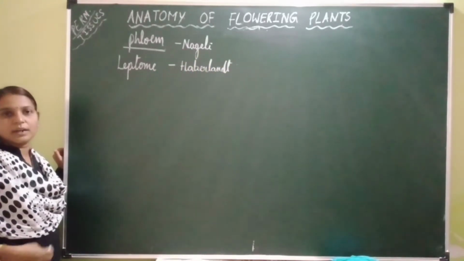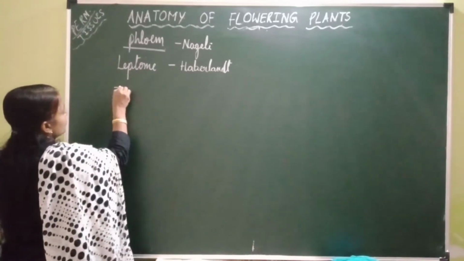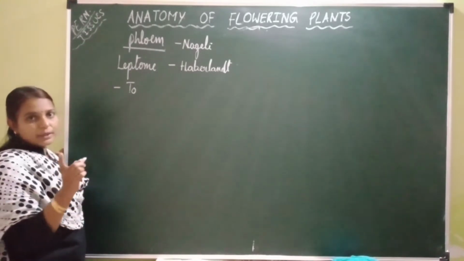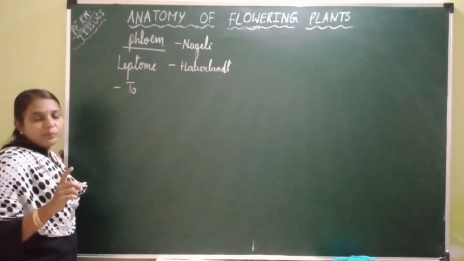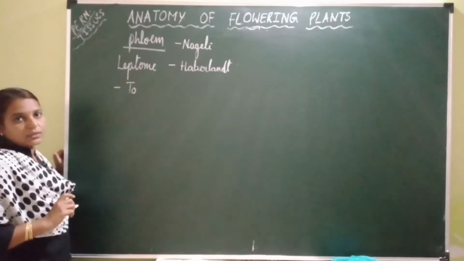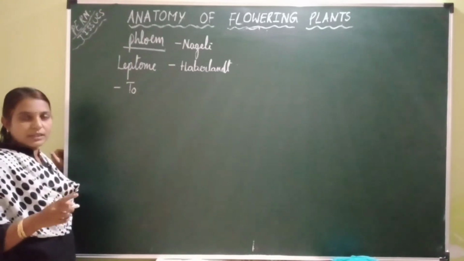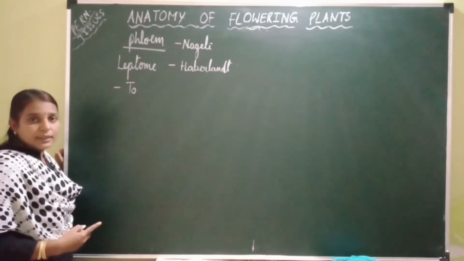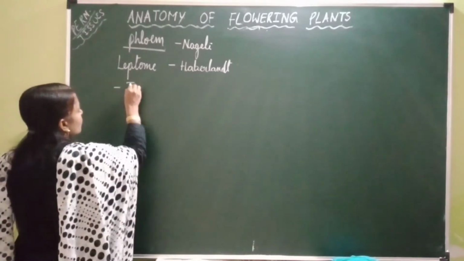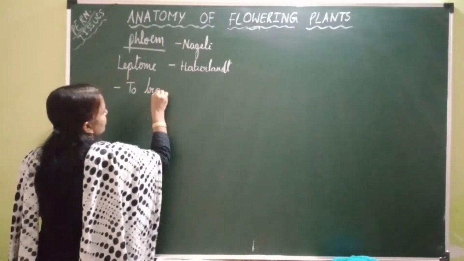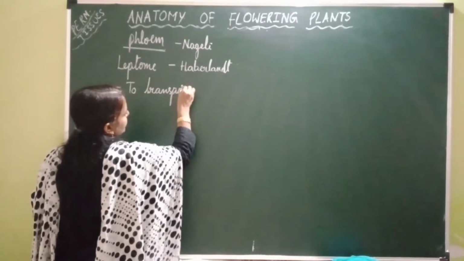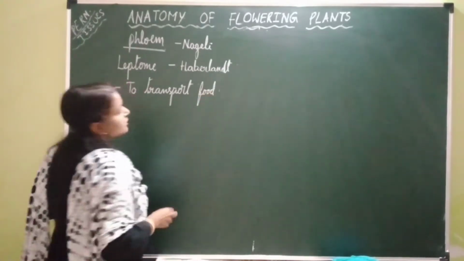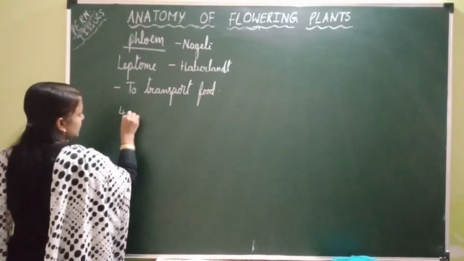The function of phloem is to conduct food materials. The function of phloem is to conduct or translocate food materials from one part of the plant to another part of the plant. That is, from the site of food synthesis, that is from leaves, towards storage organs, or towards the site where they are utilized, that is growing parts of the plant. So the function of phloem is to translocate or transport food materials through it.